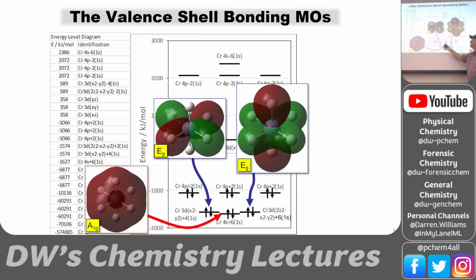So here's the dz squared with the donut around it in phase with the 6 hydrogens. So the hydrogens on the top and bottom are in phase with the top and bottom of that orbital. The hydrogens around the outside are in phase with the donut. Do you know what I mean by the donut? So this is the dz squared.